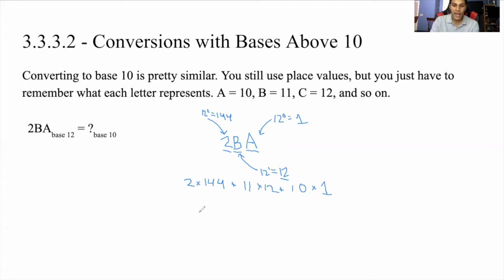So now I have my equation written out in order to find the value of this number in base 10. So 2 times 144 is 288. 11 times 12 is 132. And then plus 10 times 1, which is just 10. And when you simplify this all out, it converts to 430. Oops, I wrote a 2, but 430 in base 10.